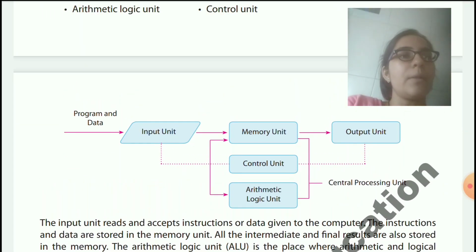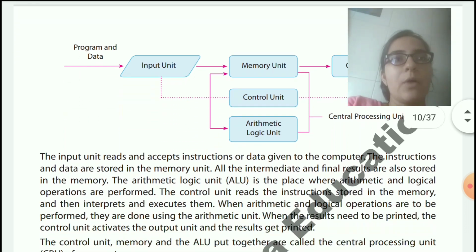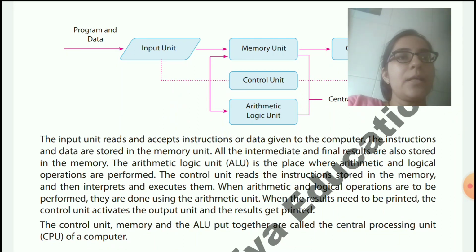First, the data or the program is inserted by the input unit, then it goes to the memory unit, then to the arithmetic logic unit, which controls all other units, and finally the result is displayed on the output unit. So the control unit and the arithmetic logic unit together are called the central processing unit. It means they are part of the CPU. Now, the input unit reads and accepts the instructions or data given to a computer. The instructions and the data are stored in the memory unit. All the intermediate and final results are also stored in the memory.